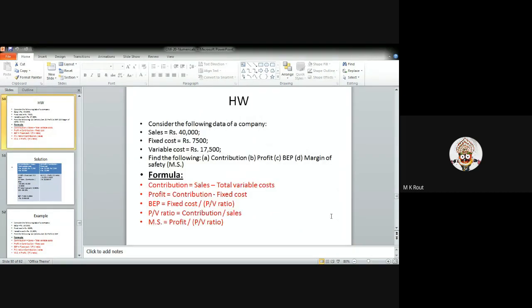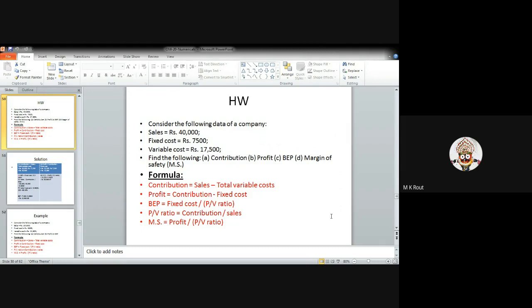So here the problem statement. Consider the following data of a company where sales is given rupees 40,000, fixed cost is given rupees 7,500, and variable cost is given rupees 17,500. You have to calculate first the contribution, the next one is profit, the third one is break-even point, and the last one is margin of safety.